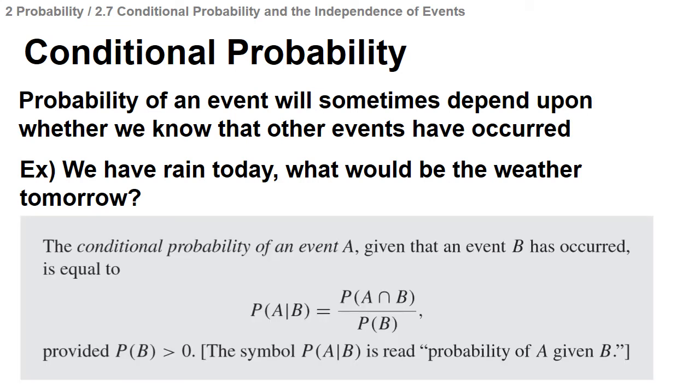And the definition is like this. The conditional probability of an event A, given that an event B has occurred, is equal to this. We write conditional probability this way: probability of event A given B. It's saying the probability of A, conditioning on B having happened. And this is equal to the probability of A intersection B divided by the probability of B. And in the formula, of course, the probability of B should be larger than zero so that this can be defined. The symbol P(A given B) is read as probability of A given B.